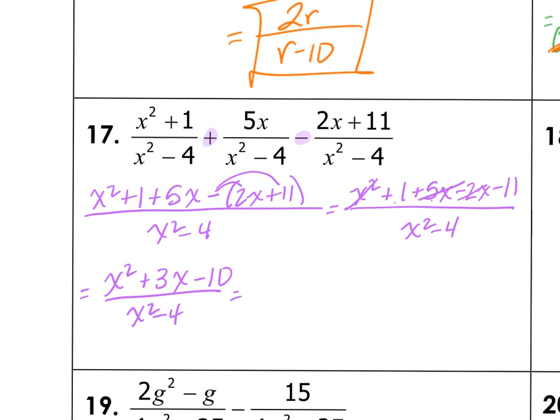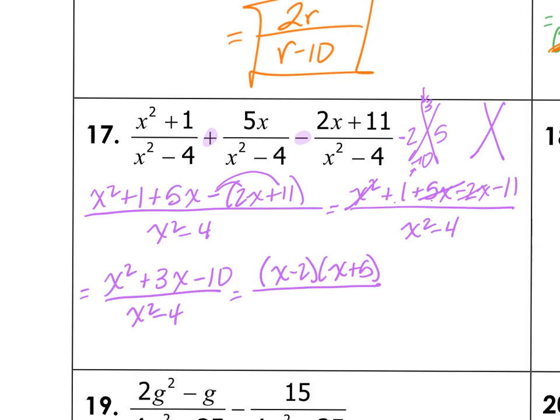And then we're going to factor this. So give me two numbers that multiply to be negative 10 and add to be 3. Well, that should be 2 and 5. And because this is negative and this is positive, the 5 is going to be positive and the 2 will be negative. So that gives me x minus 2 times x plus 5. And then for my denominator, I need two numbers that multiply to be negative 4 and add to be 0. 2 and negative 2. Very good. So I've got x plus 2 and x minus 2.